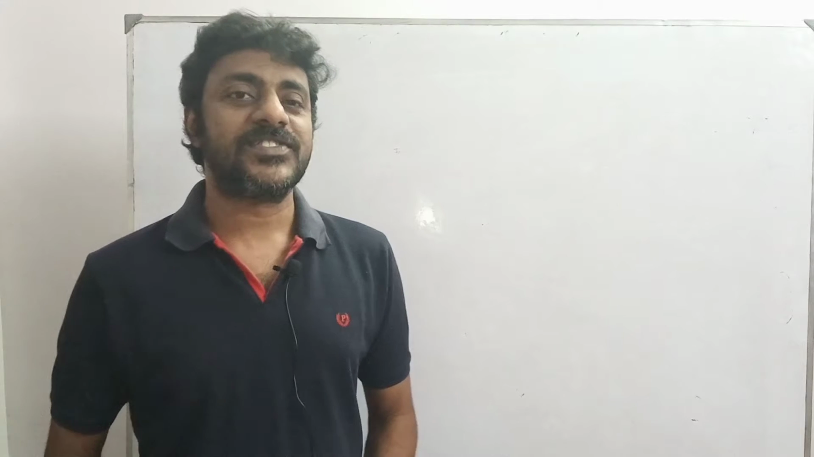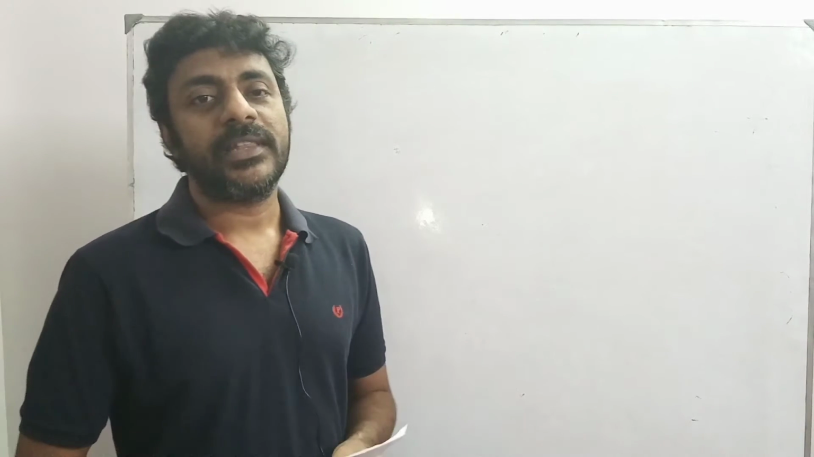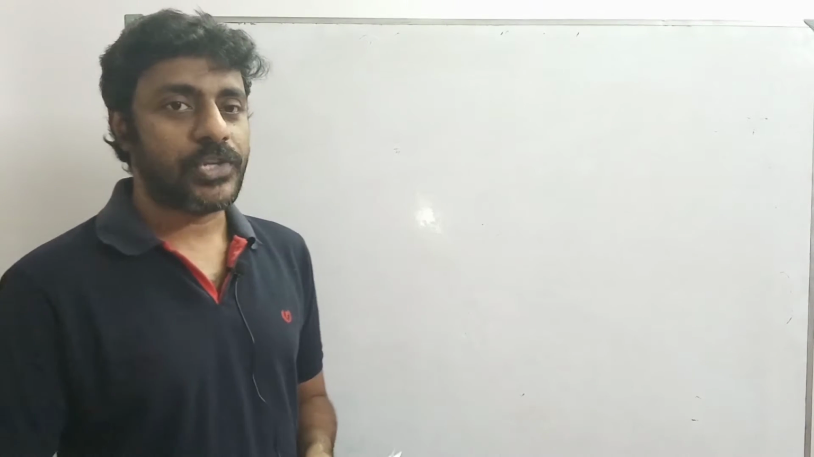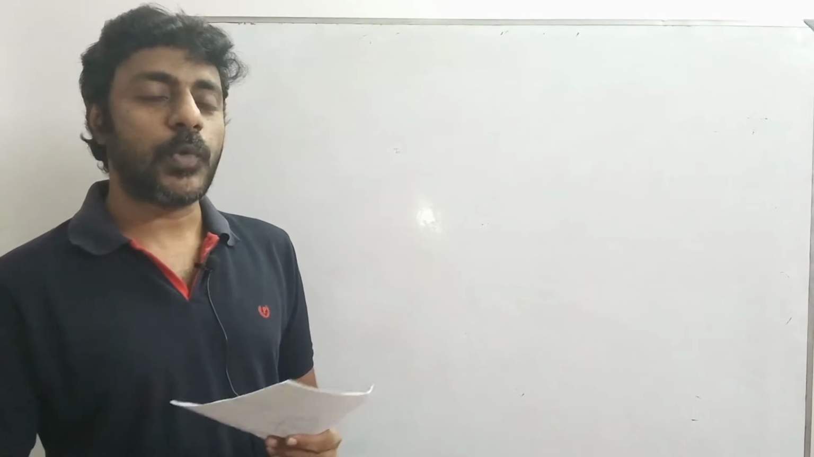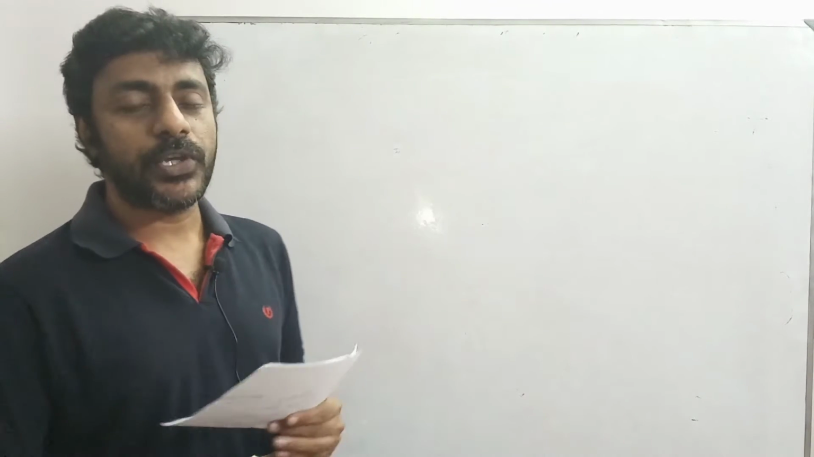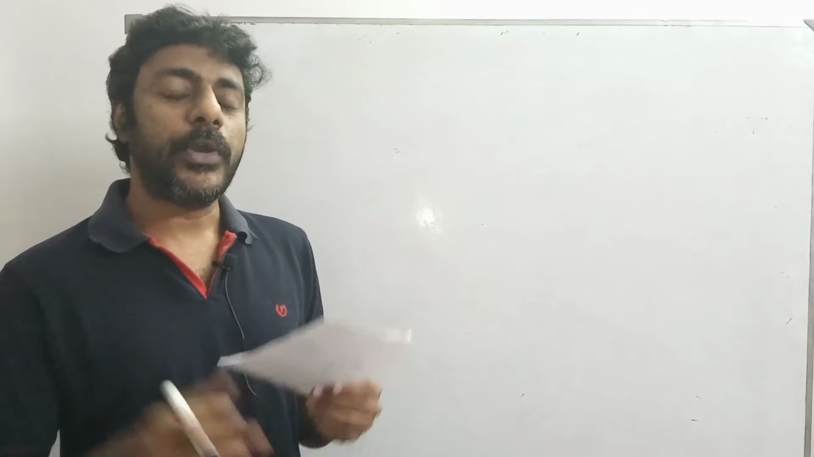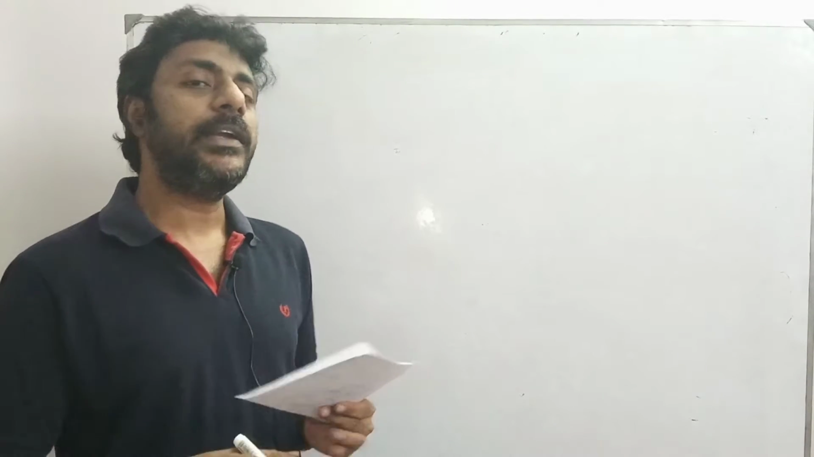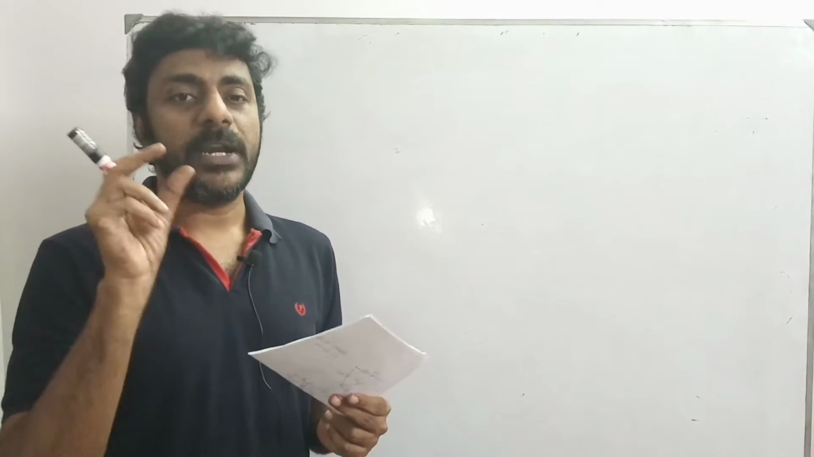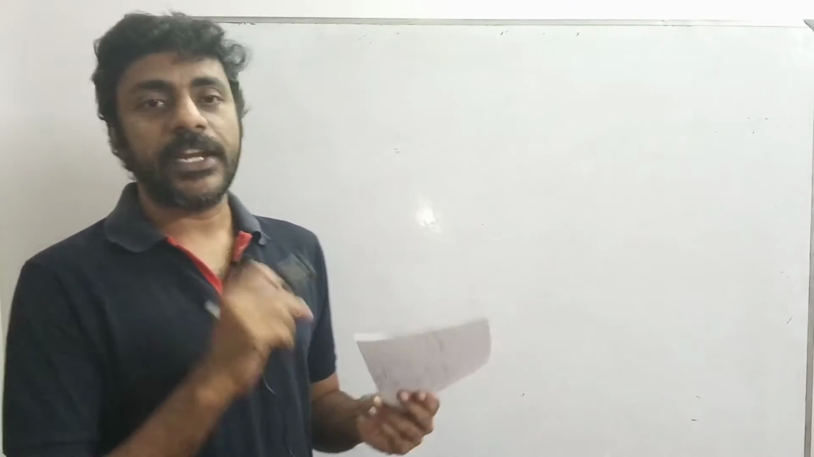Hello, let's solve a numerical problem that is based on Kirchhoff's voltage law. Based on Kirchhoff's voltage law, I am going to draw a circuit. In that circuit, I am going to find the value of a current that is passing through a particular resistor. So let's get into the problem.